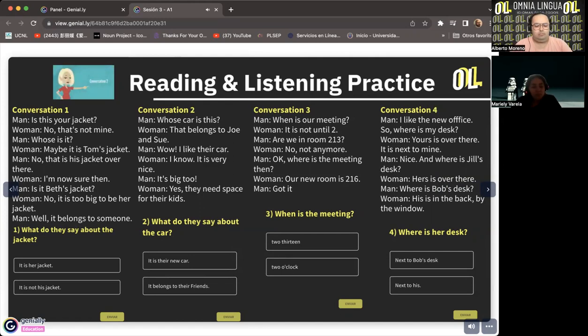Conversation 2. Whose car is this? That belongs to Joe and Sue. Wow, I like their car. I know. It is very nice. It's big, too. Yes, they need space for their kids.